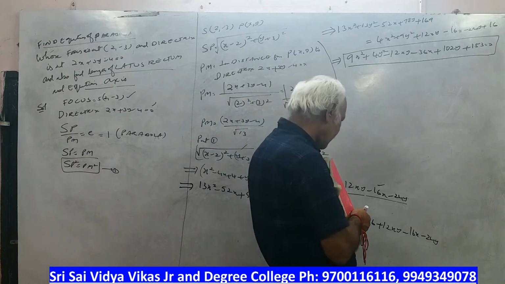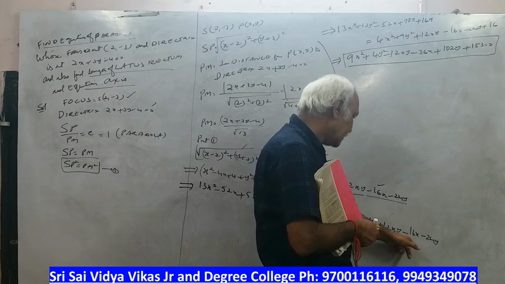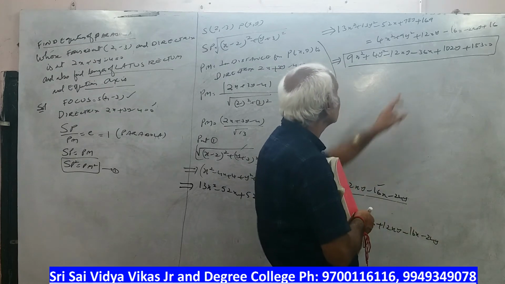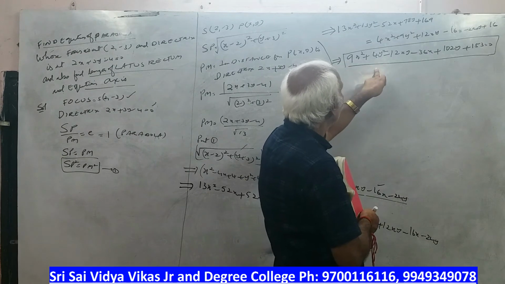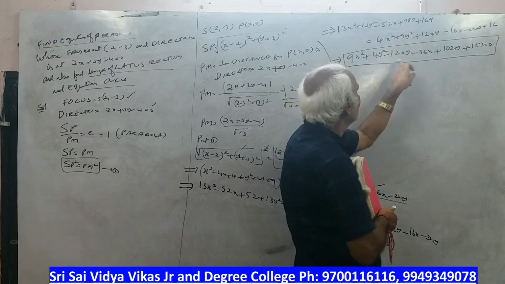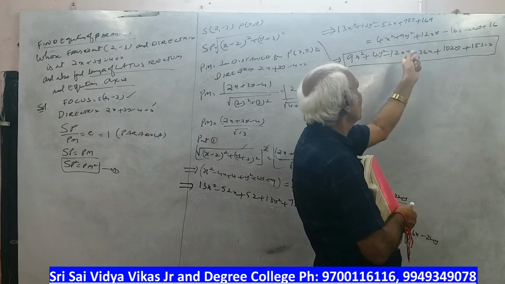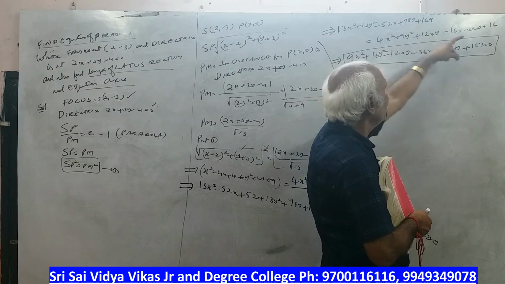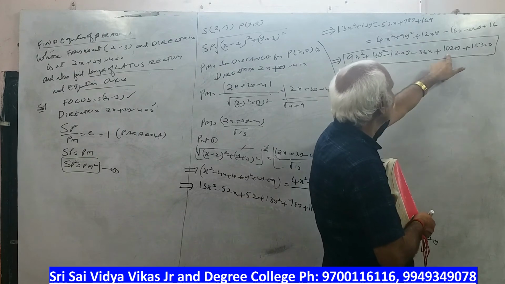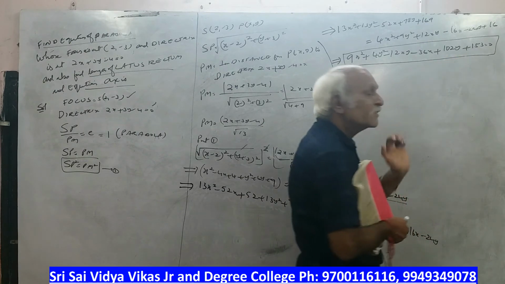4x square, 9y square, 12xy, minus 16x, minus 24y, plus 16. I brought it here, so 9 plus 4. Then I am bringing 12xy, minus 12xy, minus 52 plus 16, because we are bringing this side, it becomes plus, minus 36, 78 plus 24, it is 102, then 153. This is the equation of parabola.